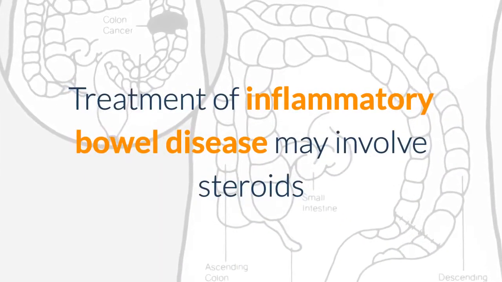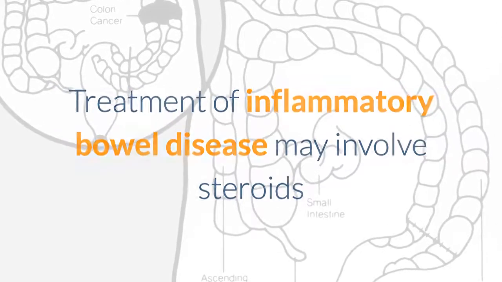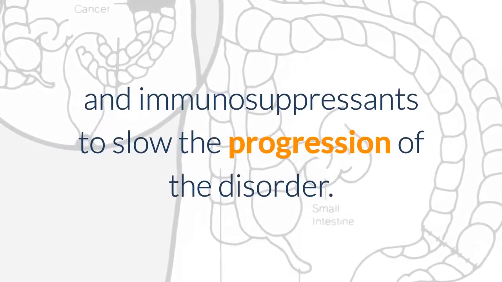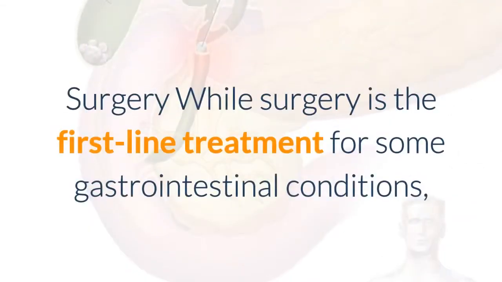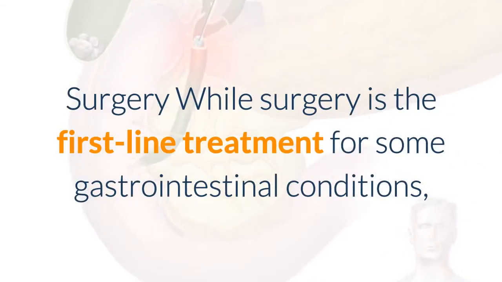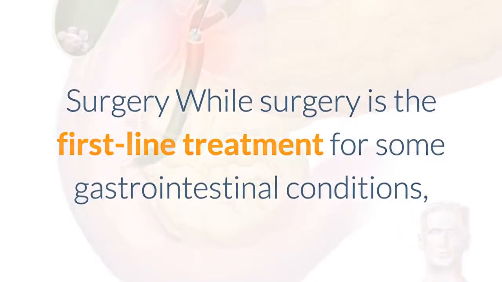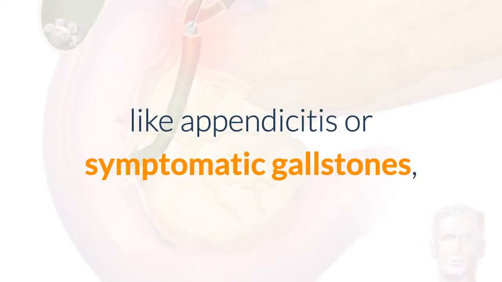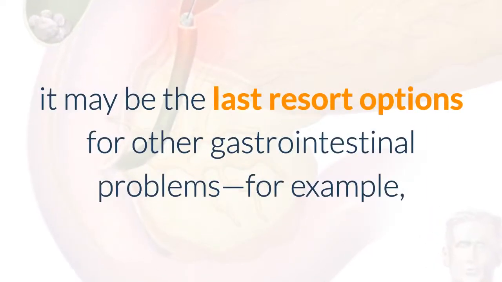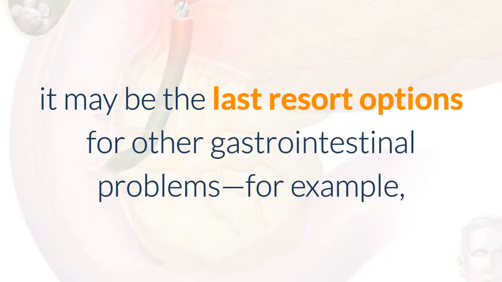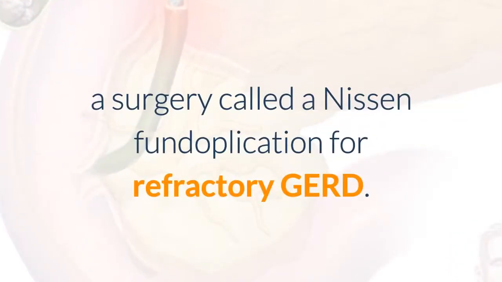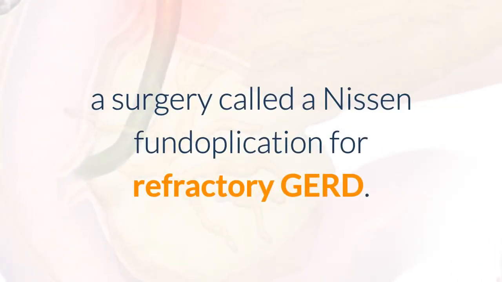Steroids and immunosuppressants. Treatment of inflammatory bowel disease may involve steroids and immunosuppressants to slow the progression of the disorder. Surgery. While surgery is the first-line treatment for some gastrointestinal conditions, like appendicitis or symptomatic gallstones, it may be the last resort option for other gastrointestinal problems, for example, a surgery called a Nissen fundoplication for refractory GERD.